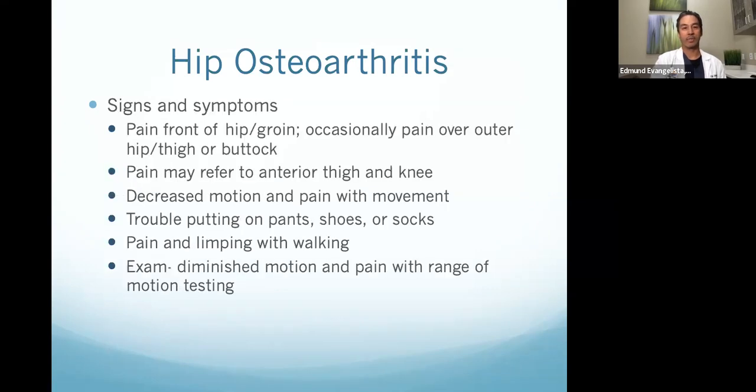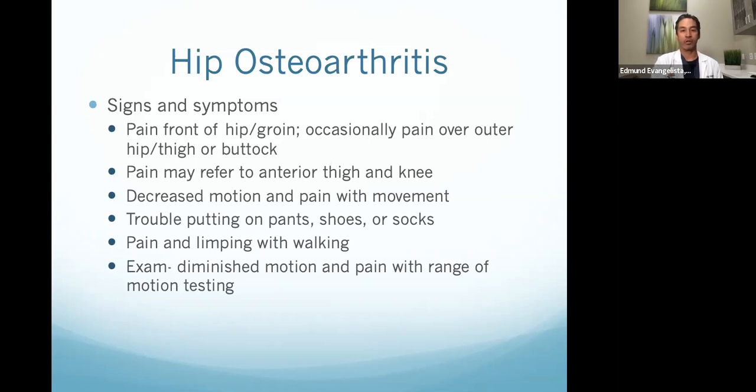What are the signs and symptoms? Patients with hip arthritis will typically complain of pain in the front of the hip or groin area. Occasionally, patients can have pain over the outer aspect of the hip or thigh, or even in the buttock area. Commonly, we see patients that have hip arthritis that will have referred pain down the front of the thigh down to the knee, and they'll have a lot of knee pain, which is actually coming from the hip.